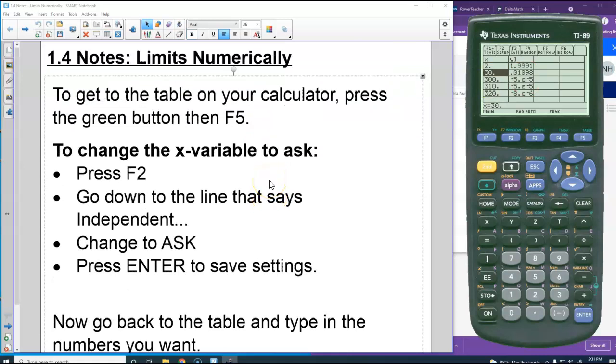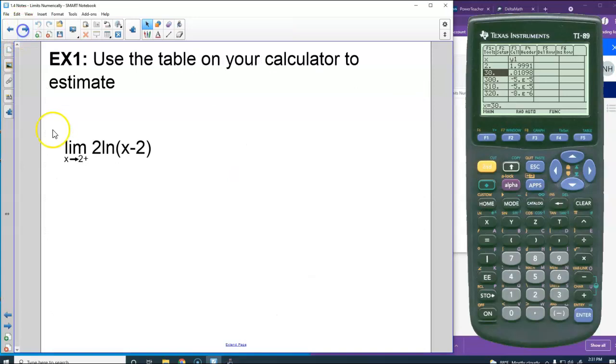Okay, so this will help us when we're looking at numerical limits. So let's look here. Use the table on your calculator to estimate the limit as x approaches 2 from the right of 2 natural log of x minus 2. So our function that we're working with here is 2 natural log of x minus 2. So we're going to go to y equals. To get to y equals on this calculator, you've got to hit the green button and F1.